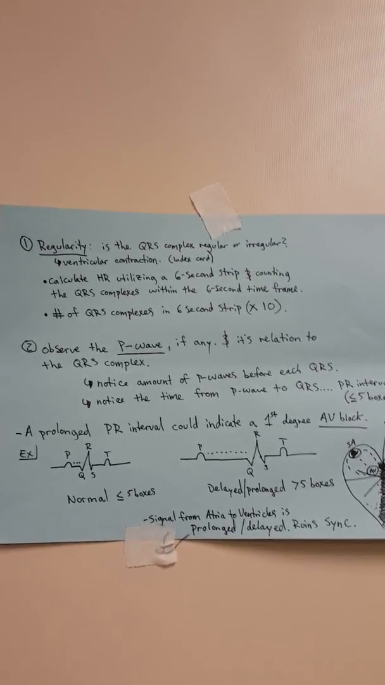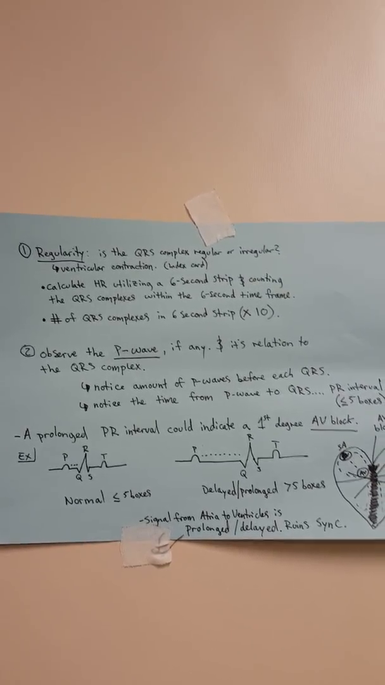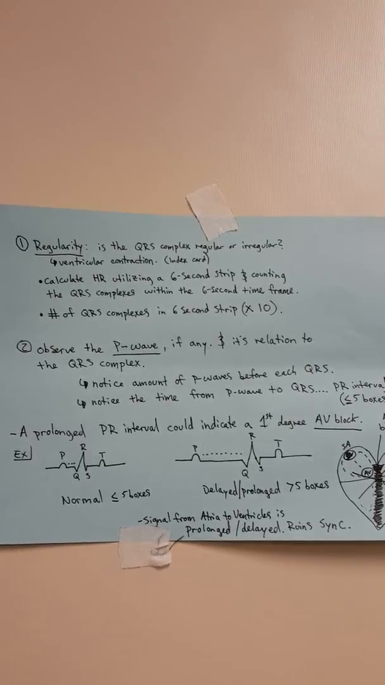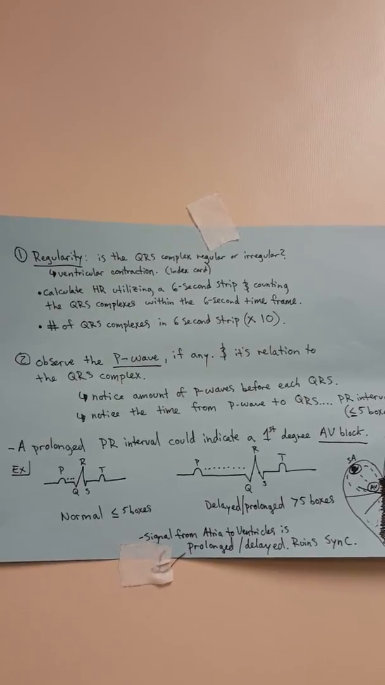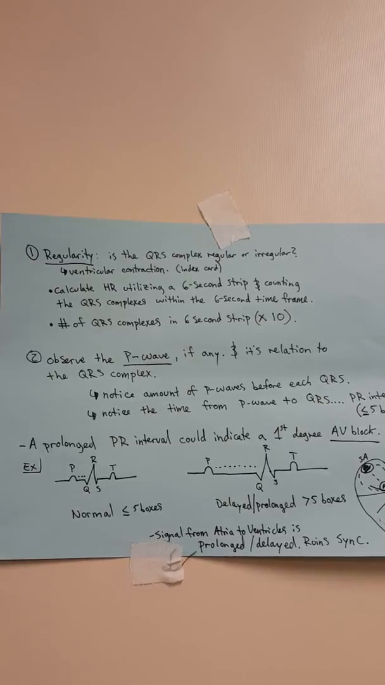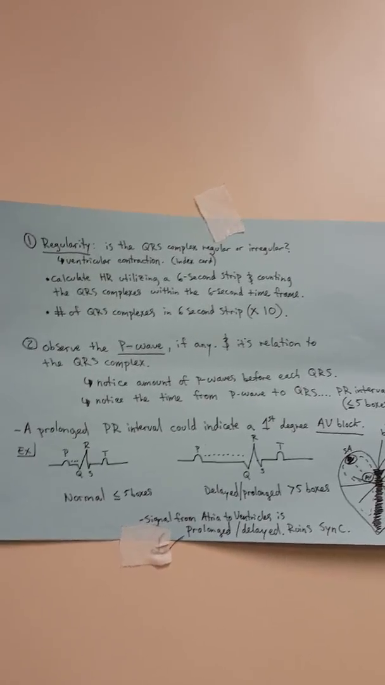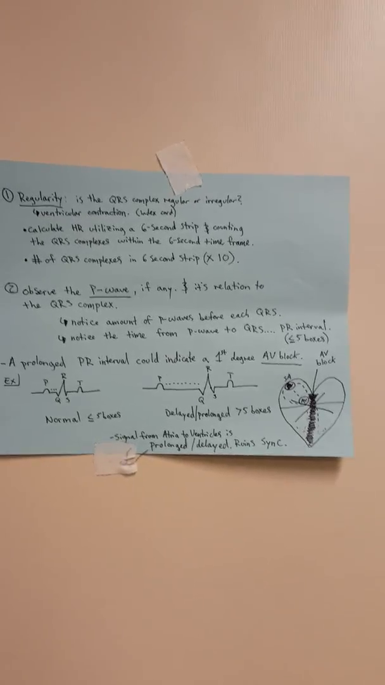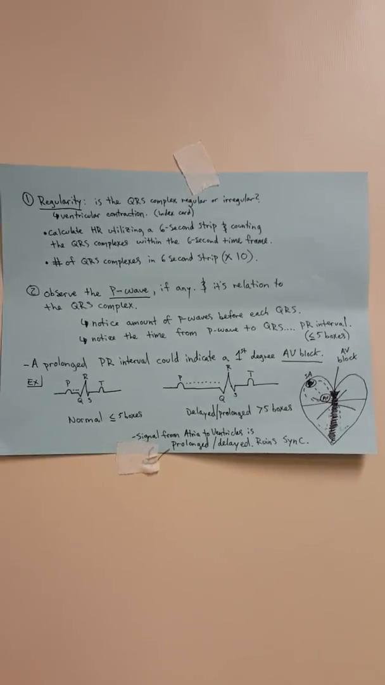Notice the amount of P waves before each QRS. Notice the time from P wave to QRS. PR interval is less than or equal to 5 boxes. A prolonged PR interval could indicate a first-degree AV block.